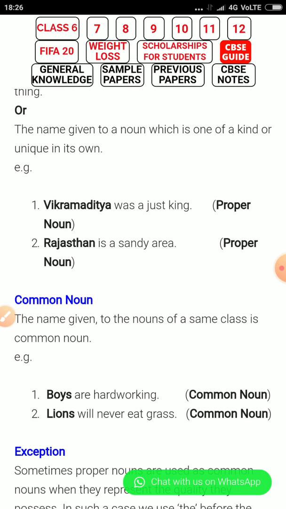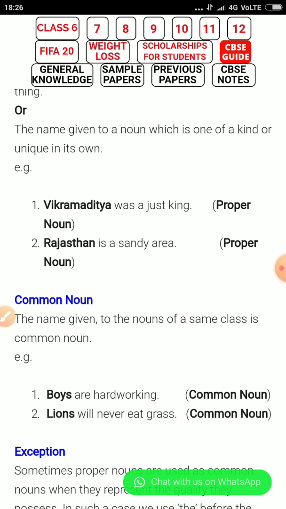Now see the example and definition of common noun. The name given to the nouns of the same class is a common noun. Boys are hardworking. That is a statement about the majority. We are talking about all boys. So here this is a common noun.